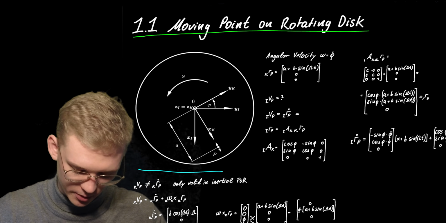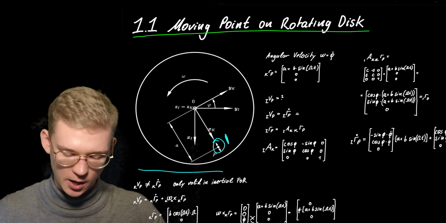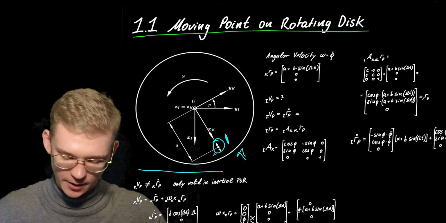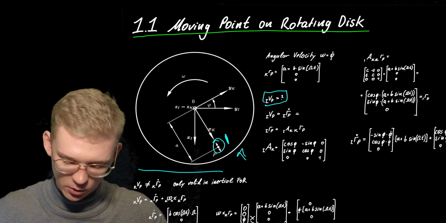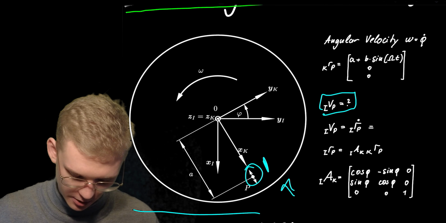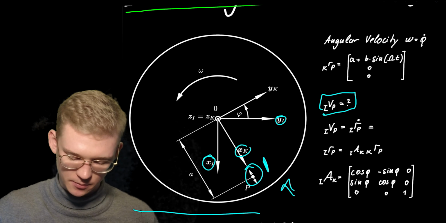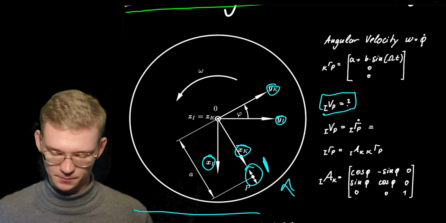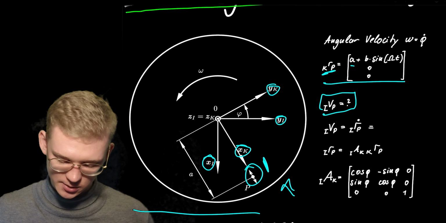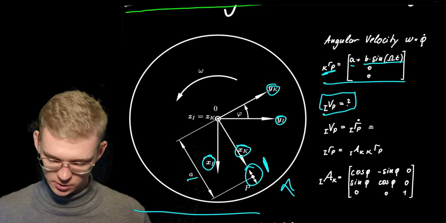So we have a point P that is oscillating, and we have a rotating disk, of course. And now what we want to find out is the velocity of our point in the inertial coordinate system. So we have an inertial coordinate system right there, and we have a rotating coordinate system k that is right here. We are given the vector r, so we have a constant that is a, and this is our wiggly part, so our oscillation.